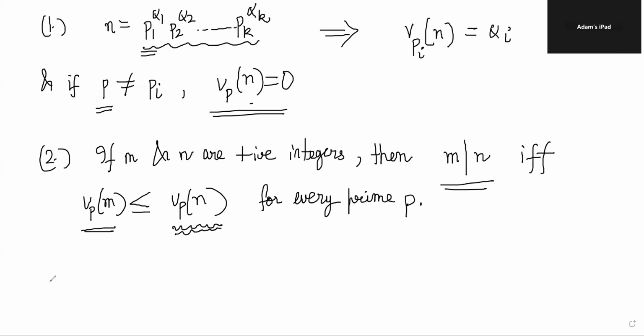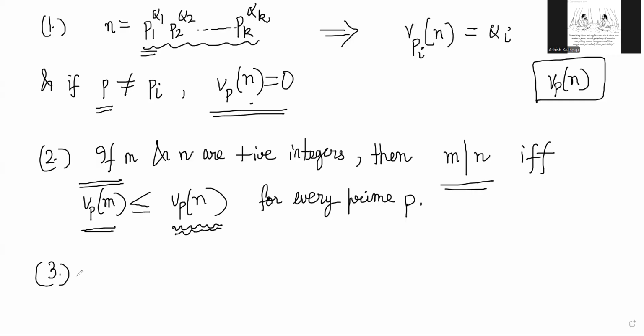For many of the prime numbers, it might be that v_p(m) is equal to v_p(n), because any prime number that doesn't appear in any of them will have zero value of this, right? But for any prime number that appears in both of them, it is impossible for m's p-adic valuation to be bigger than n's. Are you understanding? This is common sense only. You just have to know what is the meaning of this. That's all.